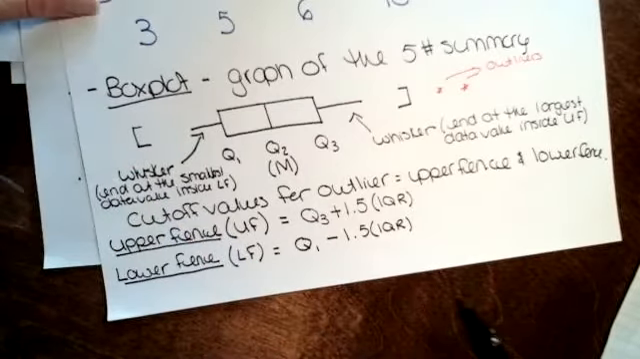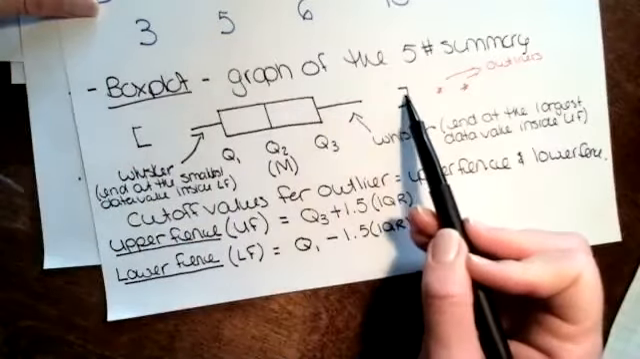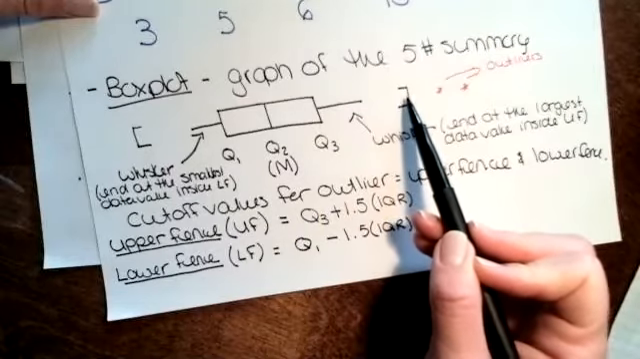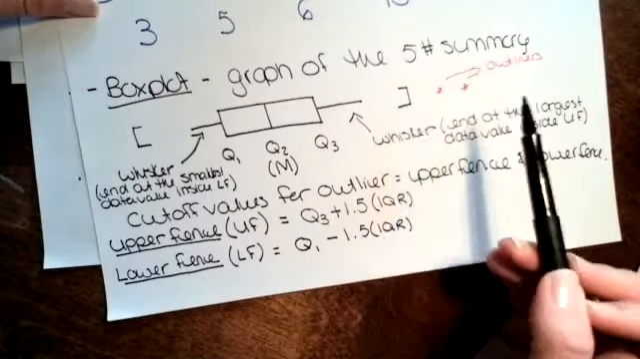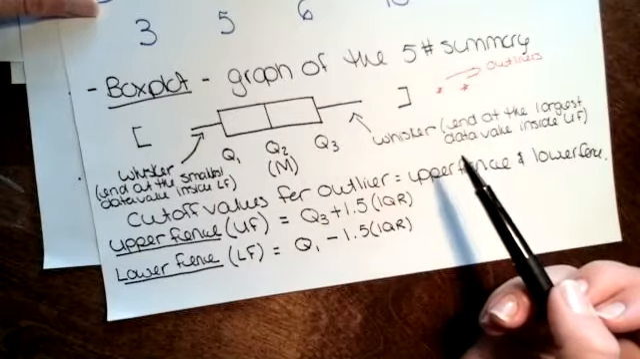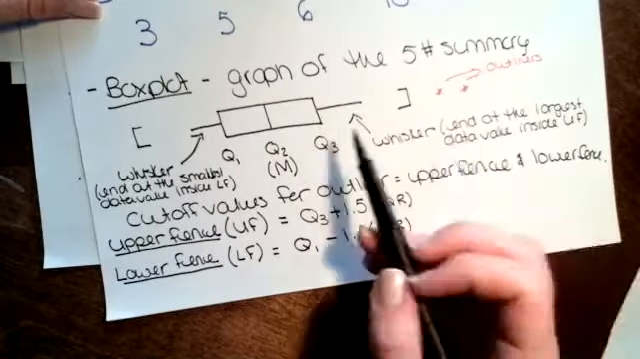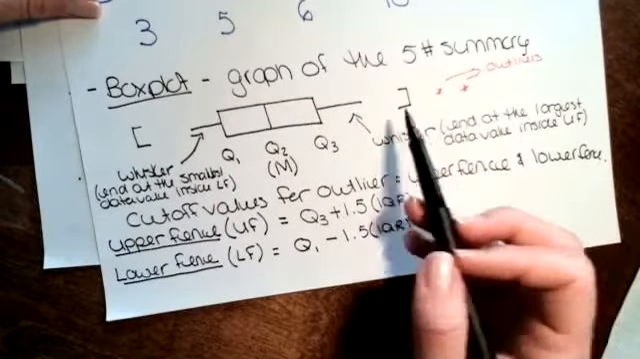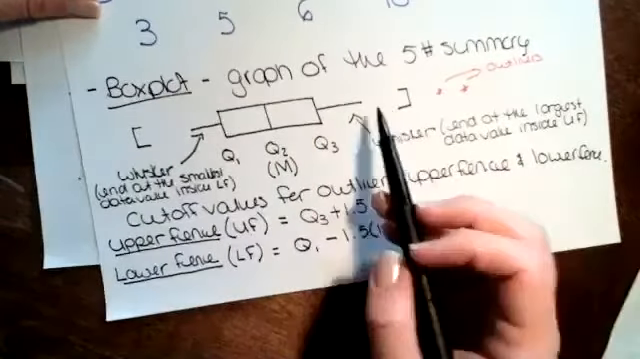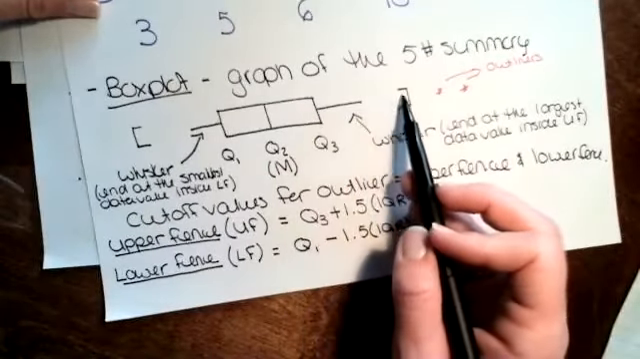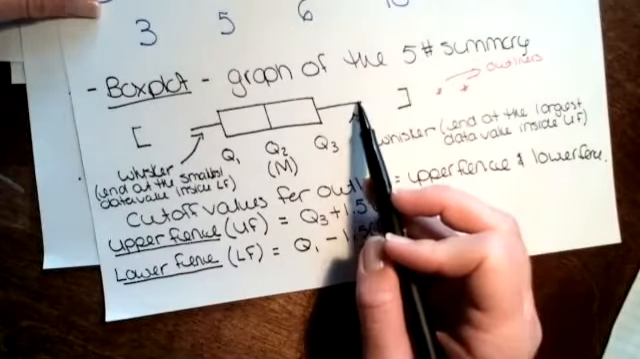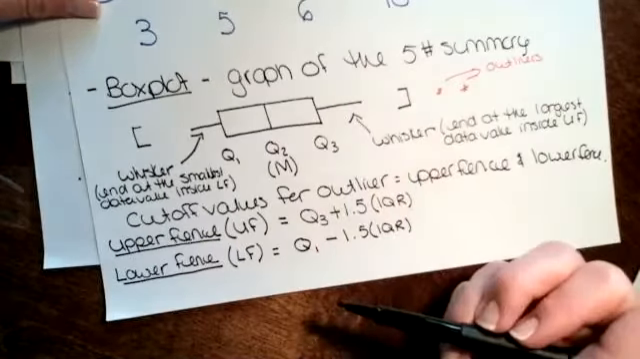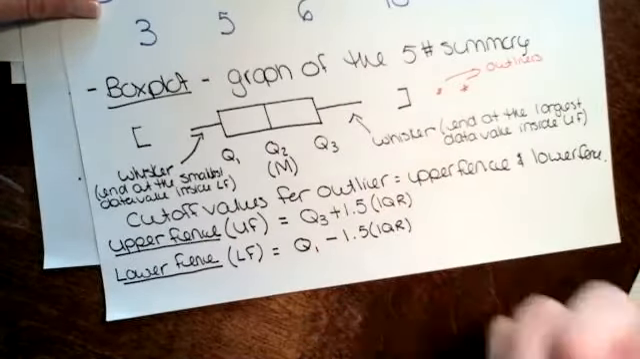Once in a while, my whisker will go to my fence because maybe my fence is the same as that next largest data value. But most of the time, it doesn't really go to it, and that's the mistake people make. They don't know where to stop the whisker, so they just keep going to the fence. You only want to go to the data value inside that fence.